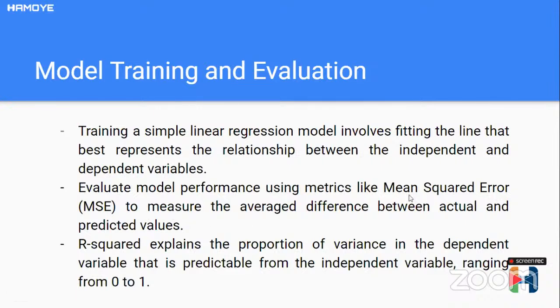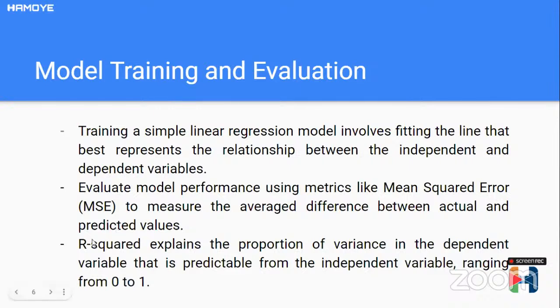So we have some metrics, like mean squared error, that measures the mean of the square of the difference between the actual and the predicted value. The actual will be the test data, while the predicted will be the data that is predicted by the model based on the same value.